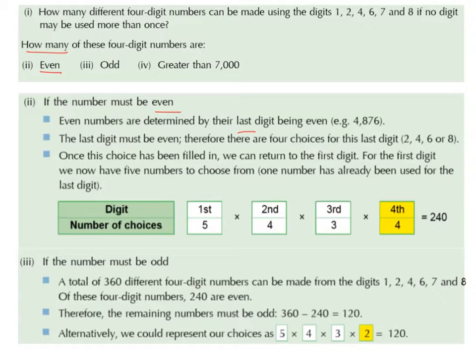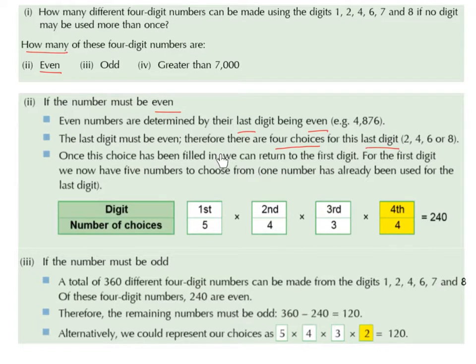So one example of a 4-digit number using these numbers that has an even number at the end is 4,876. So that's just one example. The last digit must be even for the number to be even. Therefore there are 4 choices for this last digit: 2, 4, 6, or 8. So the 4th digit, or the last digit, has 4 choices out of the 6 numbers that we were given. So there are 4 choices for the 4th number.